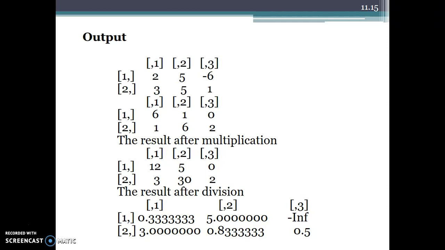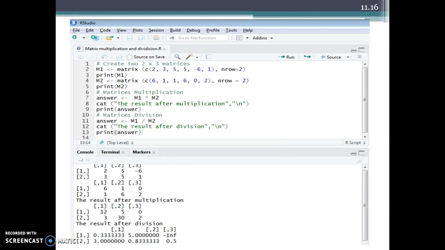And if you go to this 1, 3 in the output matrix, we see the letters INF, which stands for infinity. So let's see what the example is. We have 1, 3, which is minus 6 in the first matrix, and 1, 3, which is 0 in the second matrix. When we divide minus 6 by 0, our answer is infinity. You can see the program in the window at the top in RStudio. You can go line by line. You could see the output of the first matrix, second matrix, the multiplied matrix and the divided matrix.